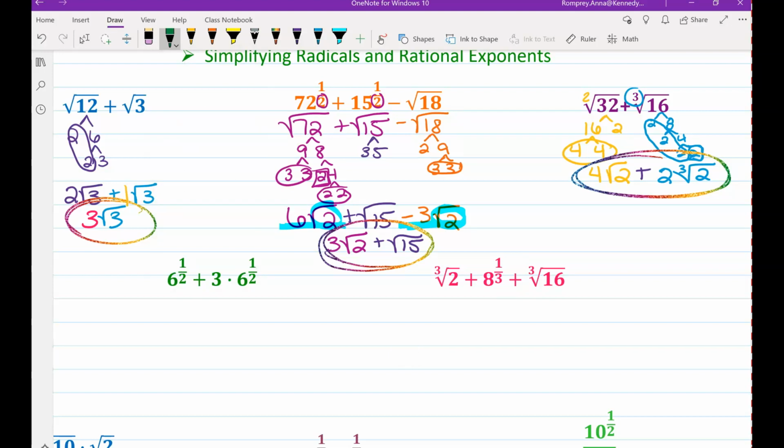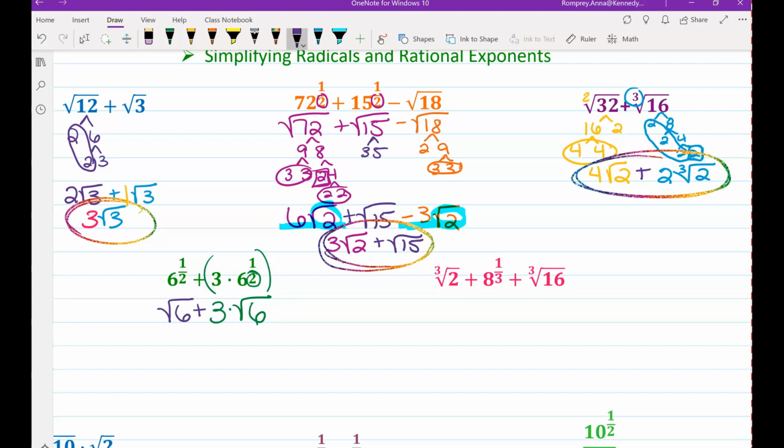So 6 to the 1/2 plus 3 times 6 to the 1/2, just like anything else, order of operations. So I'm doing this chunk first. 3 times 6 to the 1/2. That 1/2 tells me 3 times the square root of 6. Okay, easy enough. So you can put that dot in there or you don't have to, it's up to you. And then plus the square root of 6.